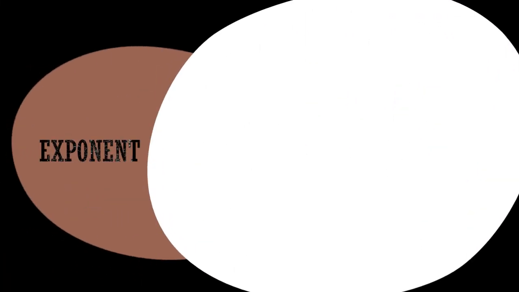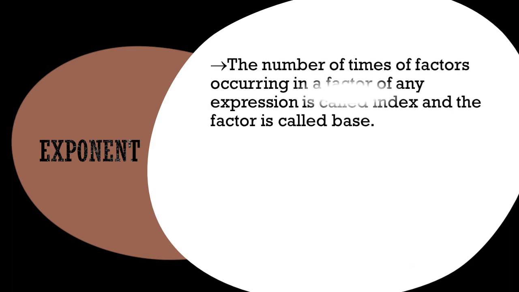Now exponent, already you have learned about this, and this is the definition, my dear. The number of times a factor occurs in an expression is called index, and the factor is called base. That is the thing, my dear. Let us see an example.